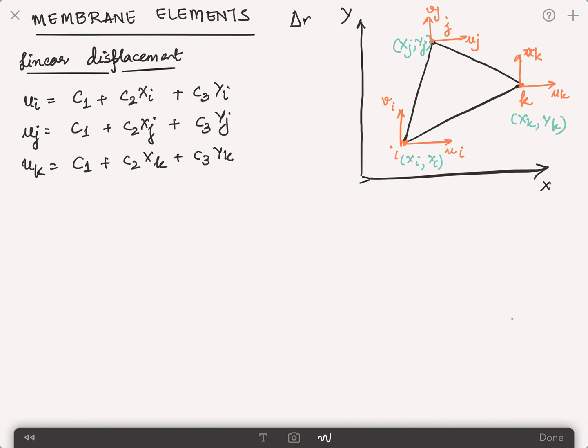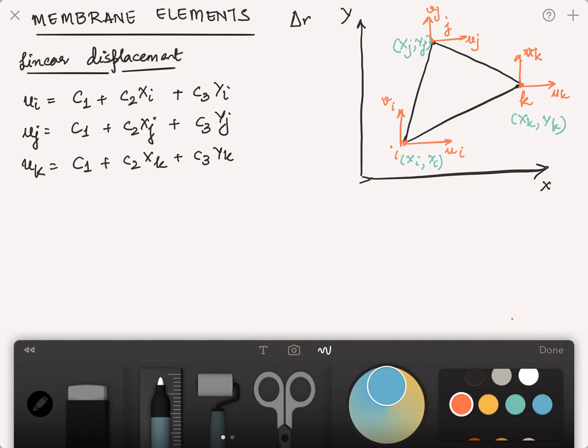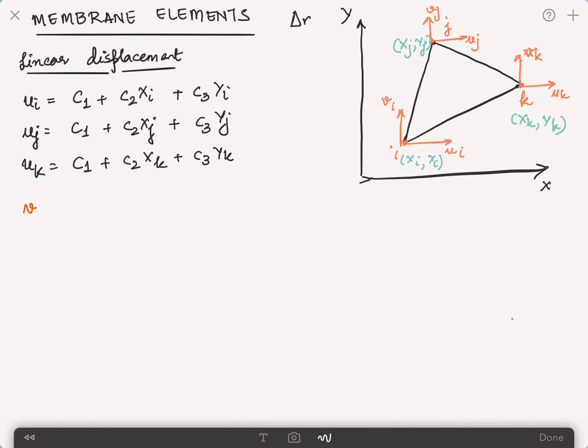Now you know that I'm writing the same constants for ui, uj, uk because they are in the same axis, so we can use the same shape function because they are all linear. In the same way, I can also write the functions for v, and in that case I will use different constants because now it's a different dimension of displacement. So I can write this as c4 plus c5 xi plus c6 yi. In the same way, I can write vj as c4 plus c5 xj plus c6 yj.